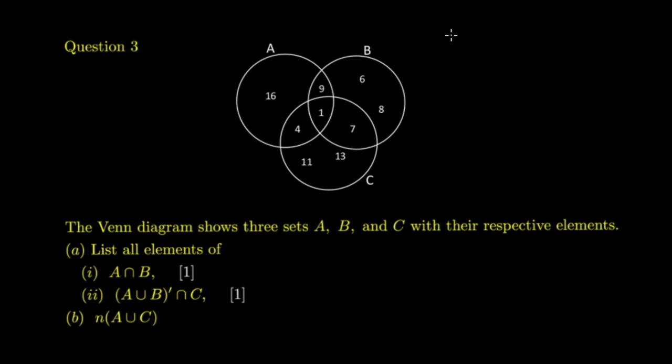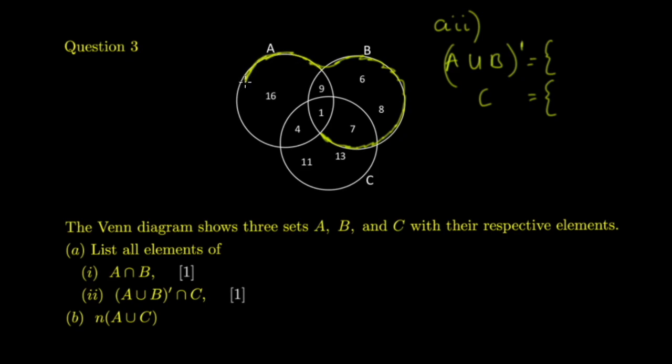And the second part, A part 2, says work out A union B complement intersection C. We're going to list the elements and then compare them. A union B means where A and B unite. They unite here. This whole thing, if they were to combine, would take up all the space. So all these elements are A union B.